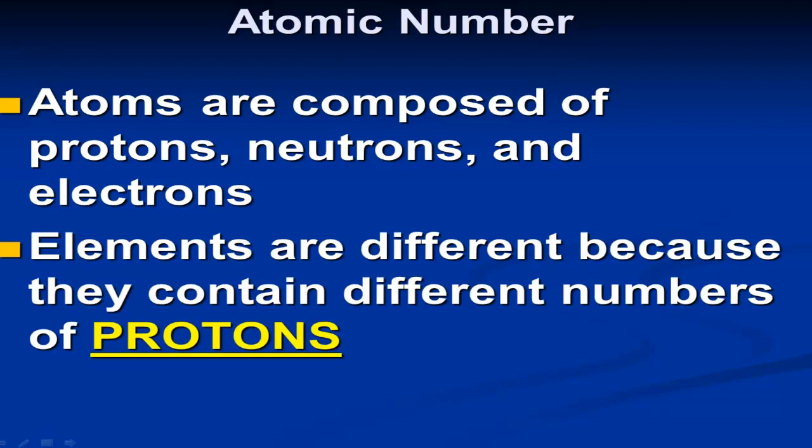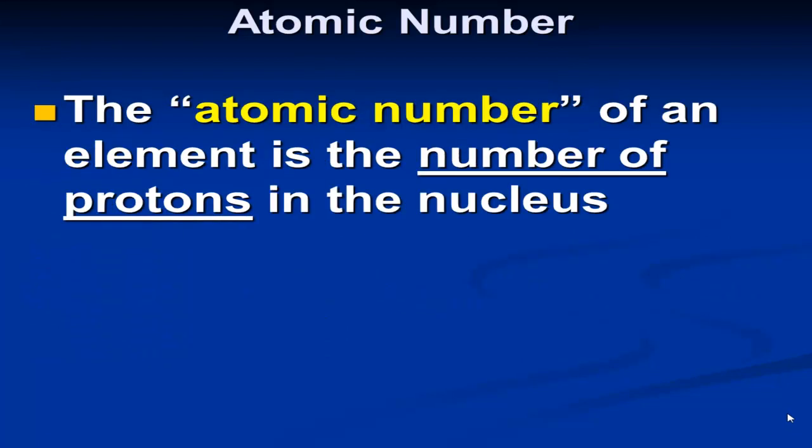So first, atoms are composed of protons, neutrons, and electrons. Protons and neutrons are found in the nucleus, electrons are found outside the nucleus. One element is different from another because of the number of protons. Different elements can have the same number of neutrons, they can even have the same number of electrons. But it's the protons that make one element different from another. And that's a question I do like to ask on exams: what makes one element different from another, or how do you differentiate between elements?